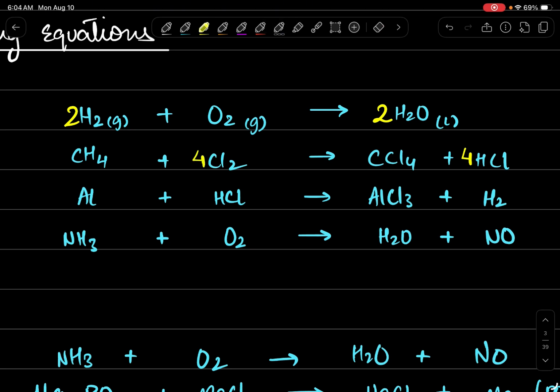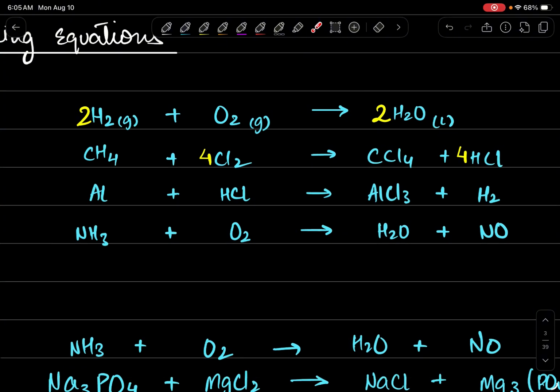So 4Cl2, and now we have 4 times 2 is 8 Cls actually, and here we have 4 Cls from this thing and 4 Cls from the other substance, right? So that makes 8 chlorines on both sides, 1 carbon on both sides, 4 hydrogens here and 4 hydrogens here. Very easy, right? Let's move on to the third equation.